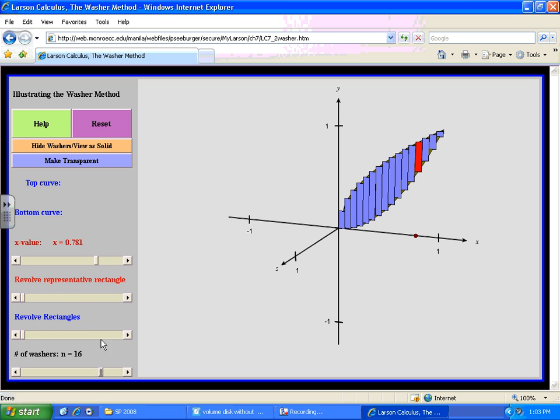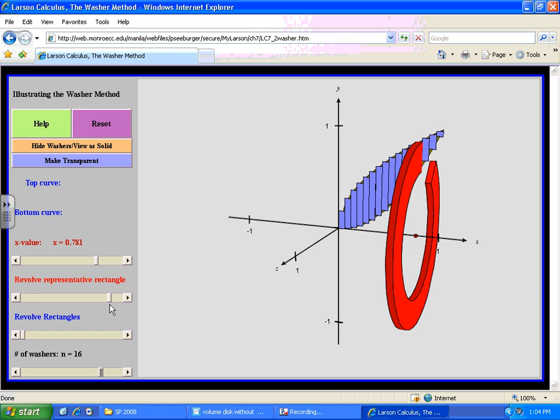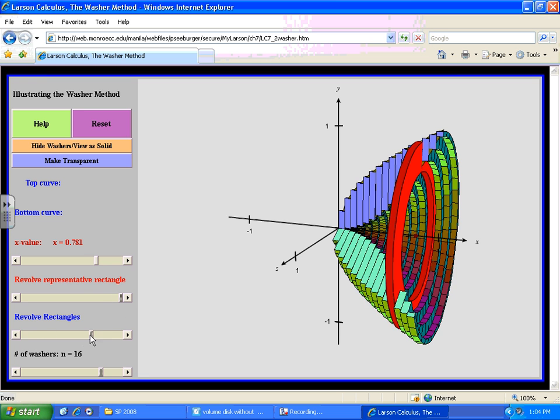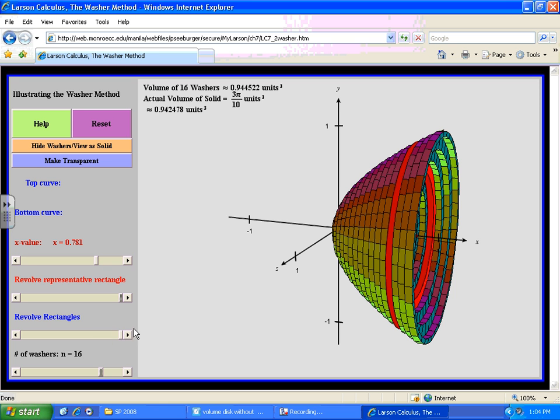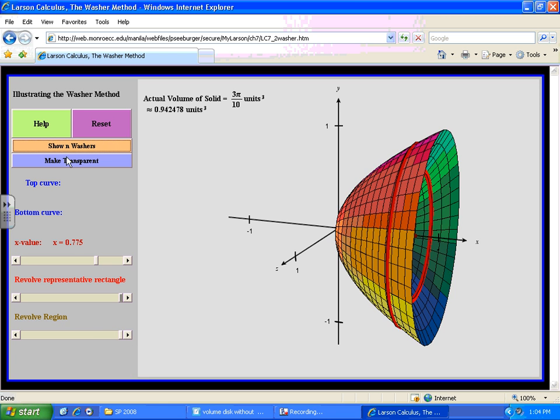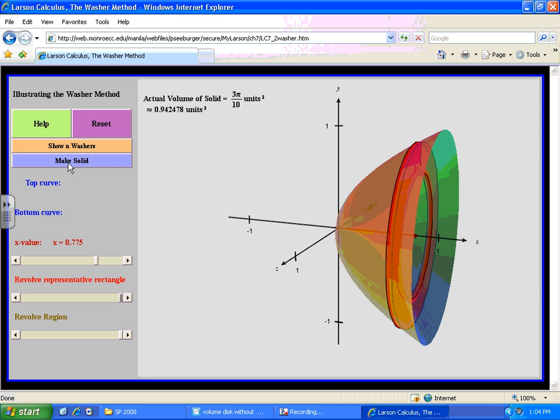Okay, then I can revolve these rectangles. First it's revolving the represented rectangle. Again, it's perpendicular to the axis of rotation, so it's going around the axis of rotation. Now it's going to revolve all the rectangles. So there's our solid, and you can hide the washers in the final step, and you can make it transparent, I think, to really see the volume that we've generated.